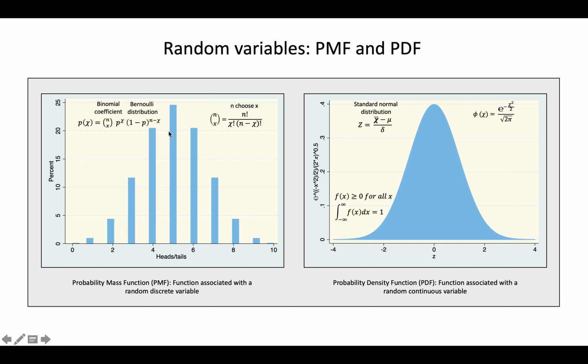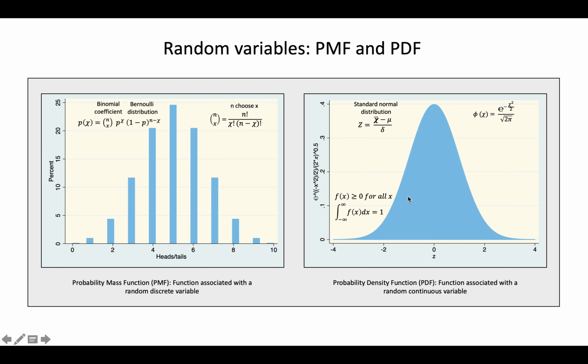As you can see here, I'm not going to explain this in detail because it will take me a long time for this presentation, but I just wanted to make a difference between the probability mass function and the probability density function. As I said before, the function associated with the PDF is quite different because it's associated with the random continuous variable, and you see here the z-score, which we are going to discuss later on in this presentation.